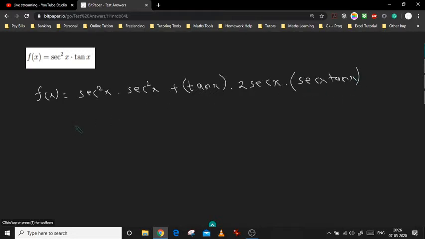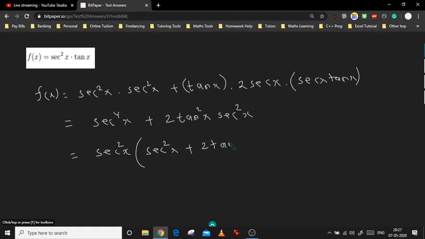Now let's try to simplify this. The first part I am going to get secant power 4 x, plus for the second part I have tan x into tan x, which is tan squared x. I have 2 in front, so 2 tan squared x. Secant x into secant x is secant squared x. This can be further simplified by taking secant squared x common from these two terms. So the first term will be secant squared x, plus 2 tan squared x. You can leave it in this form. This could be the final answer to this question.